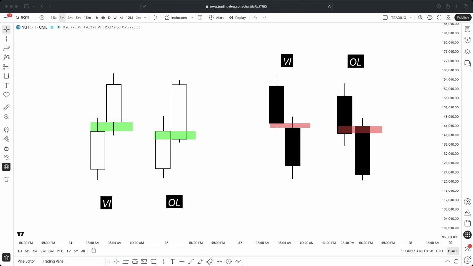Today we're going to be talking about volume imbalances and overlaps, two fundamental technical analysis pieces to my trading strategy that you need to understand in order to follow the rest of the bootcamp series.